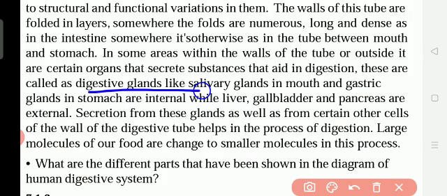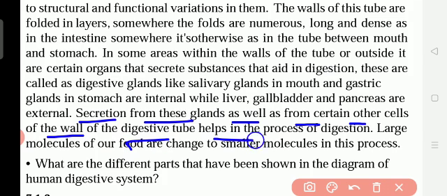Once more, underline this point. Salivary glands, gastric glands in the stomach, the liver, the gallbladder and the pancreas. These glands help for digestion. They release digestive juices and enzymes. The secretions released from these glands, as well as from certain other cells in the walls of the digestive tube, help in the process of digestion.